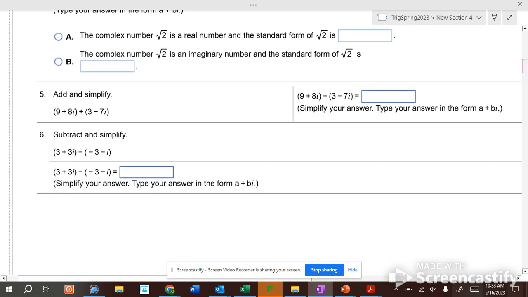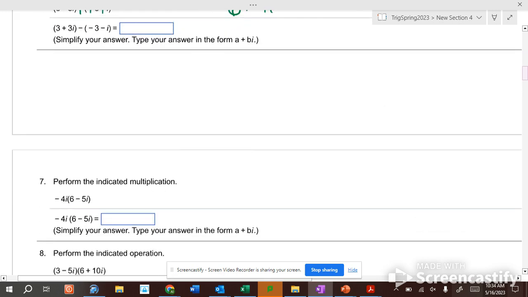Okay, so this stuff you've done in Algebra 2, adding imaginary numbers or complex numbers. So you add the real part to the real part, the imaginary part to the imaginary part. 9 plus 3 is 12. 8i minus 7i is i. So here, if we distribute our negative sign, 3 plus 3 is 6. And 3i plus i is 4i. So you can handle adding and subtracting.